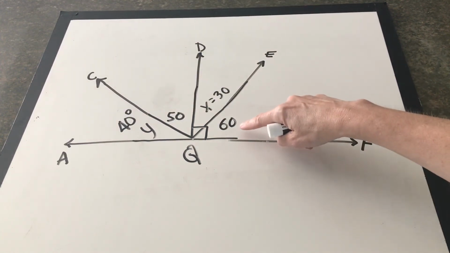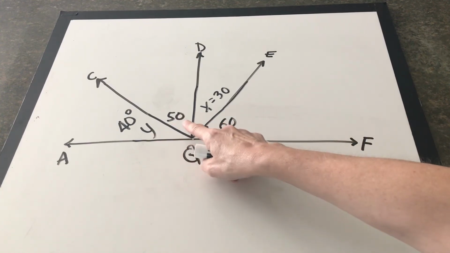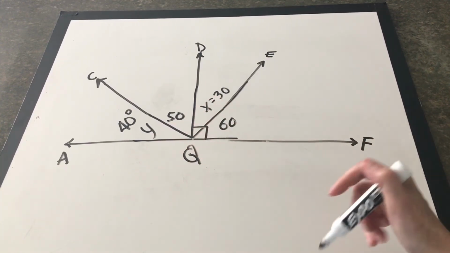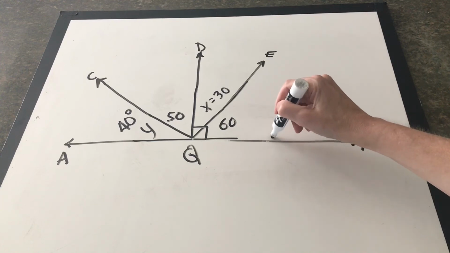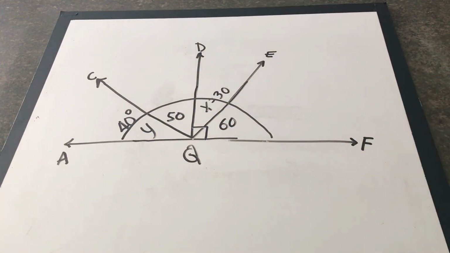And you know, if you go ahead and add all of those up, you have 60 and 40, 100, plus 50 and 30, and you have 180, which again is that half a circle. So that's it. Those are some basic examples, should help you through the most basic problems with supplementary and complementary angles.